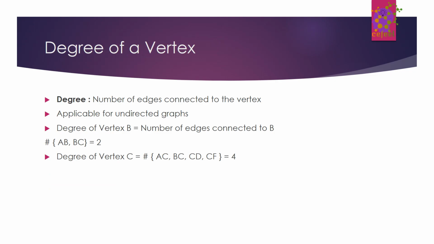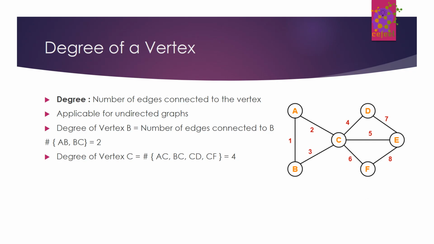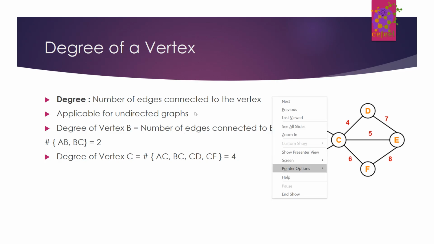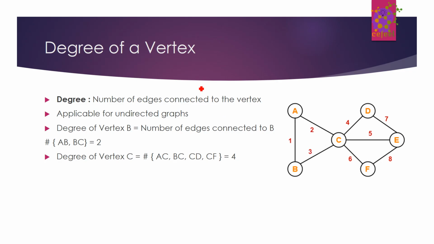So the first concept is degree of a vertex. We already know that a graph consists of vertices and edges connected to each other. So degree is nothing but the total number of edges that are connected to the vertex. This concept makes more sense for undirected graphs, because in case of directed graphs the concept varies a little bit to in degree and out degree. So here is a graph on the right side, and here is an example.